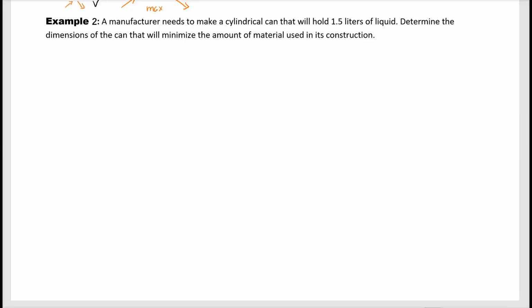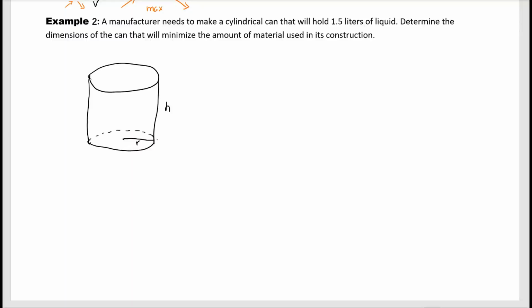Let's continue. Okay, check our work. A manufacturer needs to make a cylindrical can that will hold 1.5 liters of liquid. Determine the dimension of the can that will minimize the amount of materials used in its constructions. Okay, we want to make a cylindrical can, so that's a cylindrical can. All right, sorry, I didn't draw a beautiful can here. Okay, so a can, cylindrical can, what do we need? We need radius and height, right?